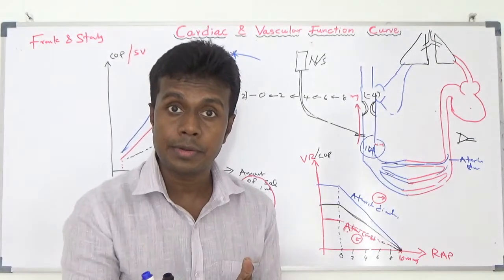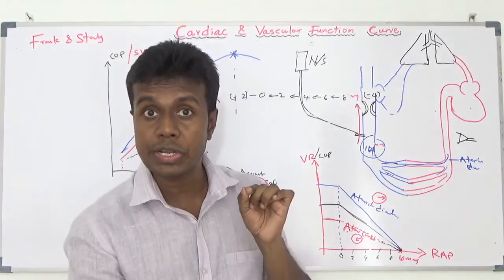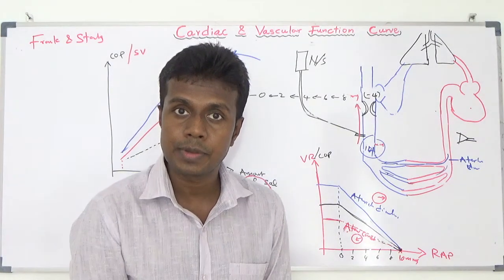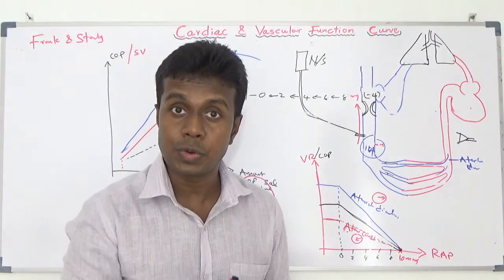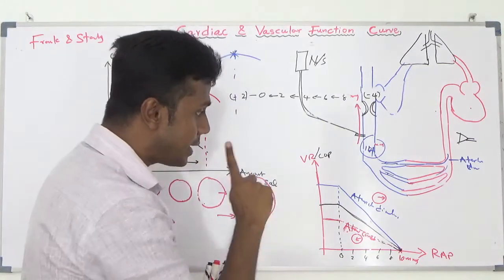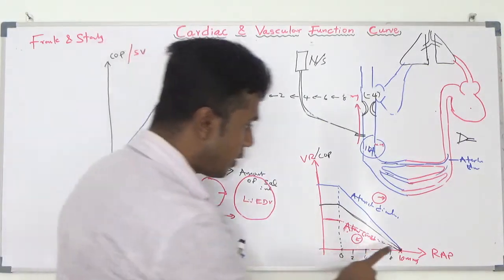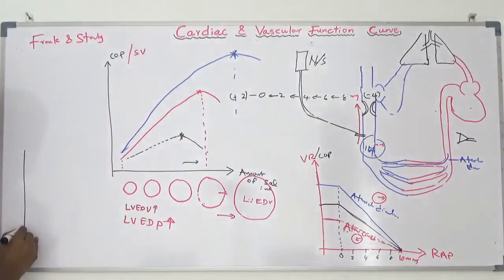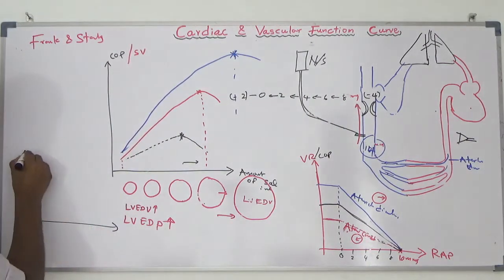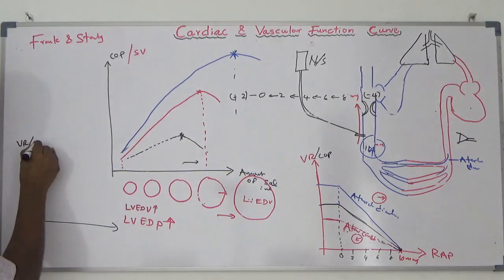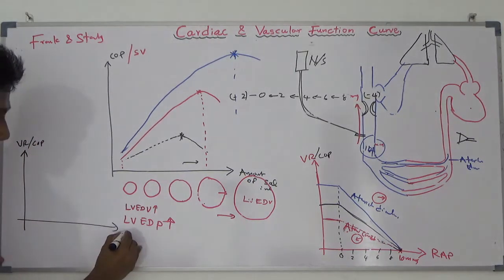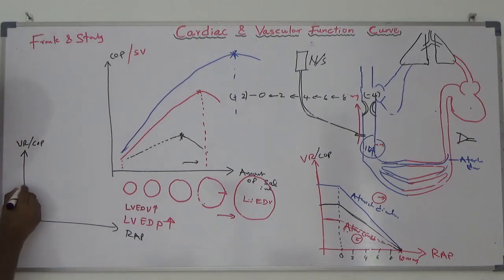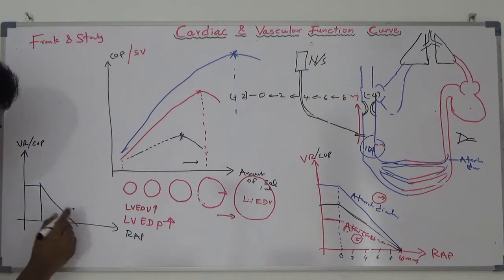Not only that, because of that, the pressure gradient created toward the heart is also going to be increased. So venous return gradually increases. If I give a large amount of fluid, the curve will be like this. For this axis, venous return or cardiac output. For this axis, right atrial pressure. The initial curve will be like this.